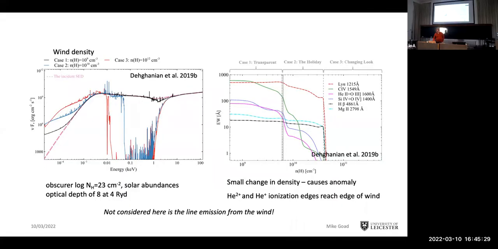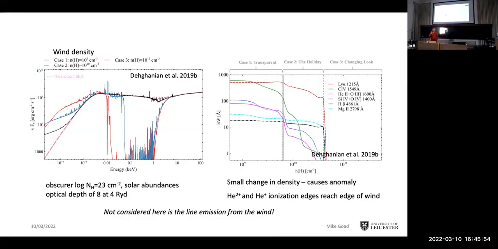Okay, now you can take it one step further. Anything like that produces a holiday. Take it one step further. If you make the density really high, you can basically filter out all your photons, and the AGN may switch off, which is what you see in a changing look AGN. So it's possible that this type of model could also explain the changing look quasars.